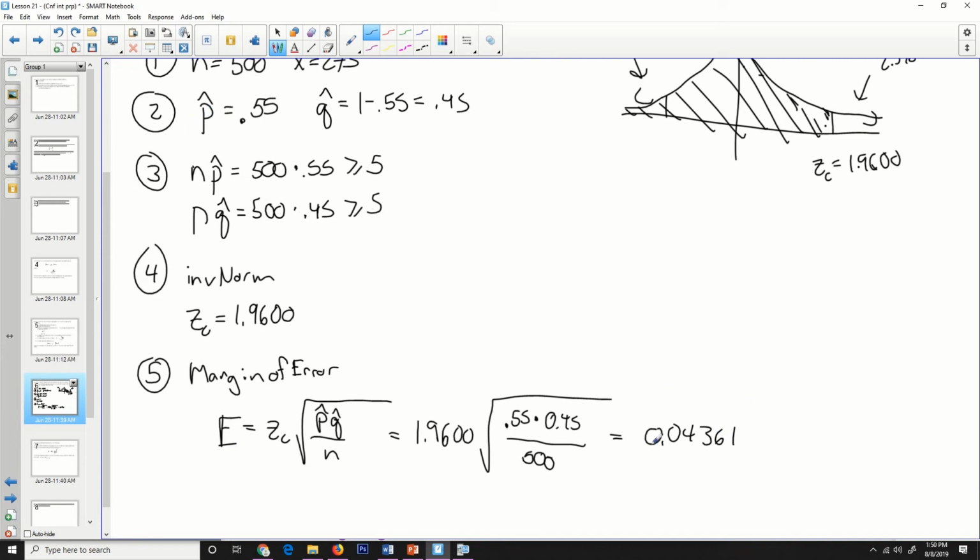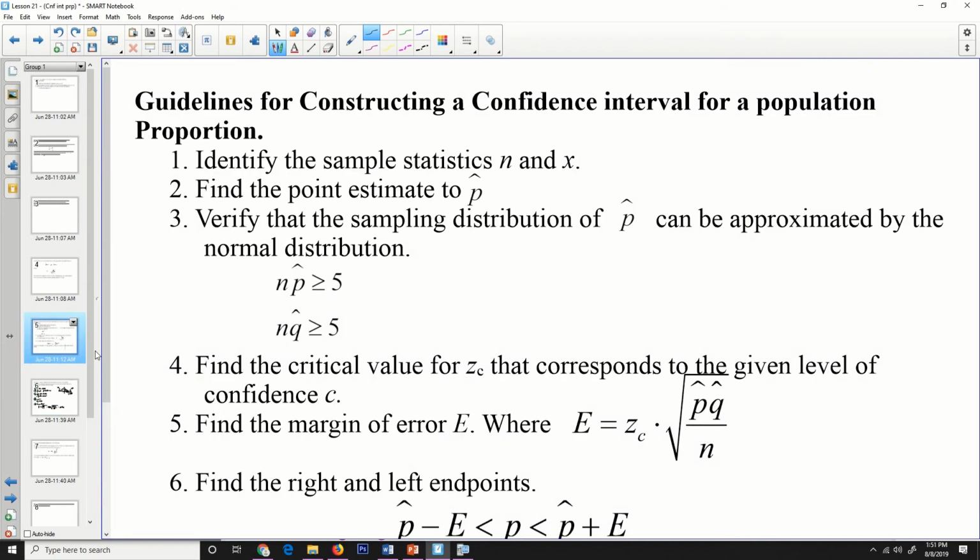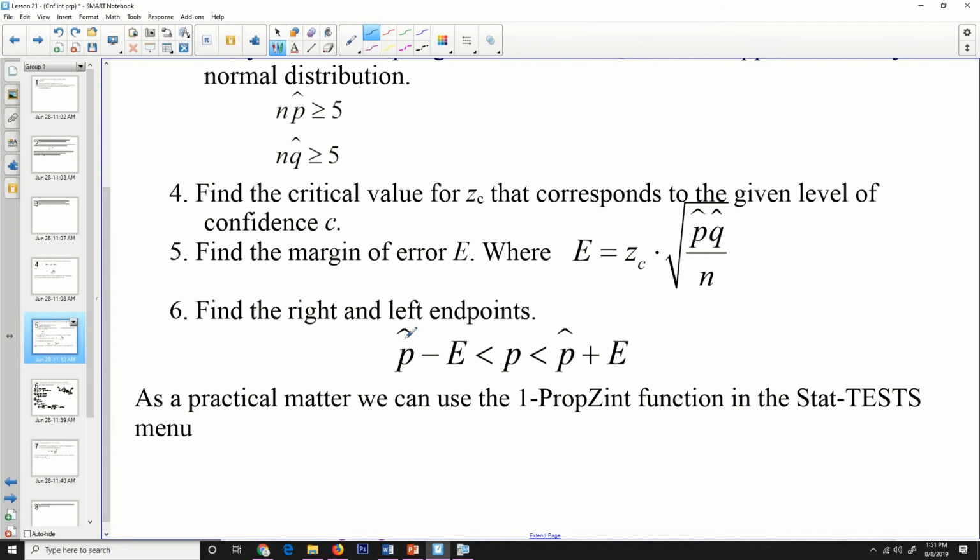So this has to be very small for our margin of error. All right, so number 6, let's go back here. Uh-oh, it's locking up on me. Here we go. So our left and right endpoints is going to be P hat minus the margin of error less than or equal to the actual proportion less than or equal to P hat plus E.